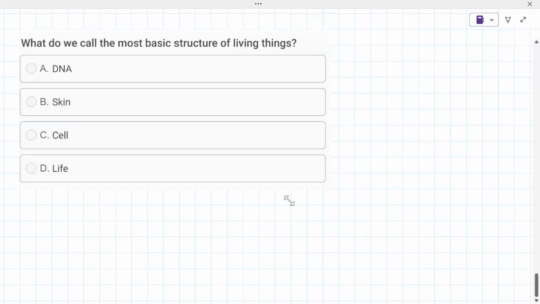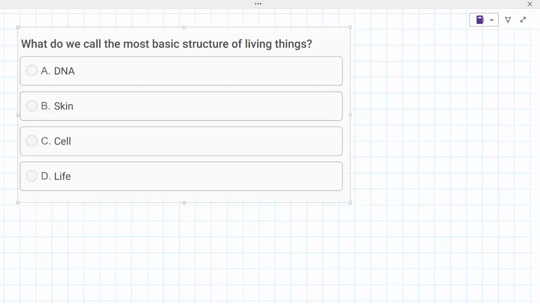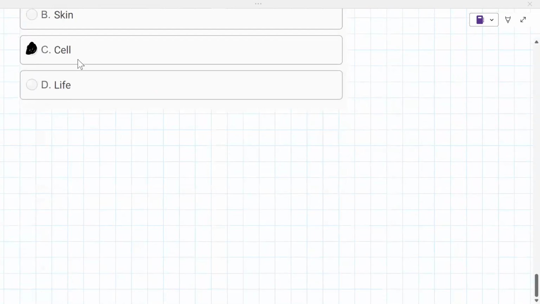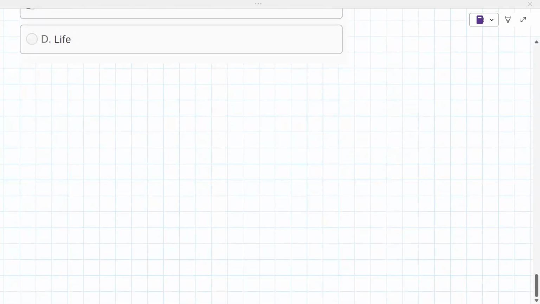All right. Here's a new question for you to answer. C. It is the cell. That is the most basic structure of living things. Good. Just making sure I didn't double up on questions.